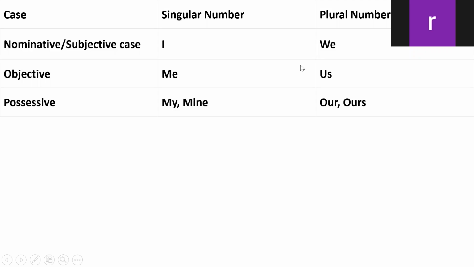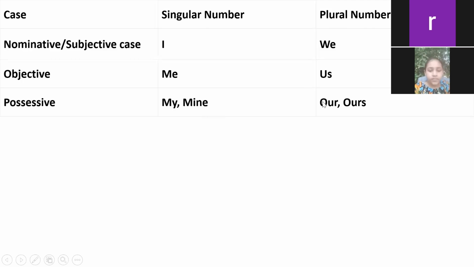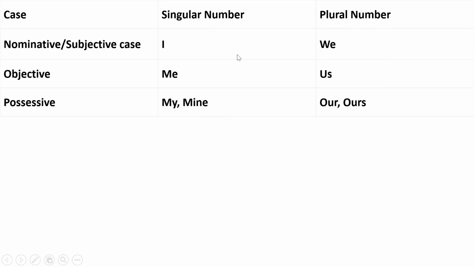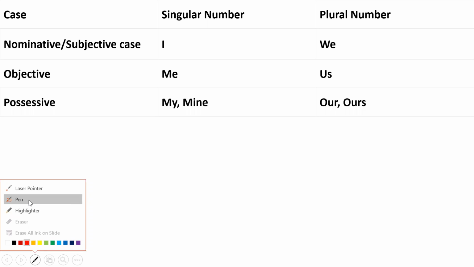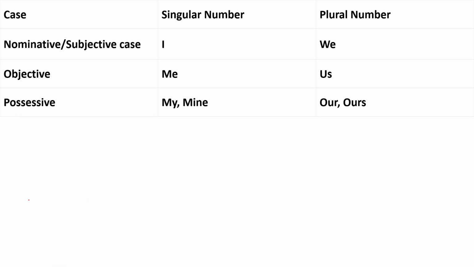I, we, me, us, my, mine, our, ours. So these are the first person pronouns. But in this, my and our are adjectives. Let me take the marker here. These two words, my and our, are adjectives here; the rest of the words are first person pronouns, right? And these are subjective case, objective case, and possessive case.